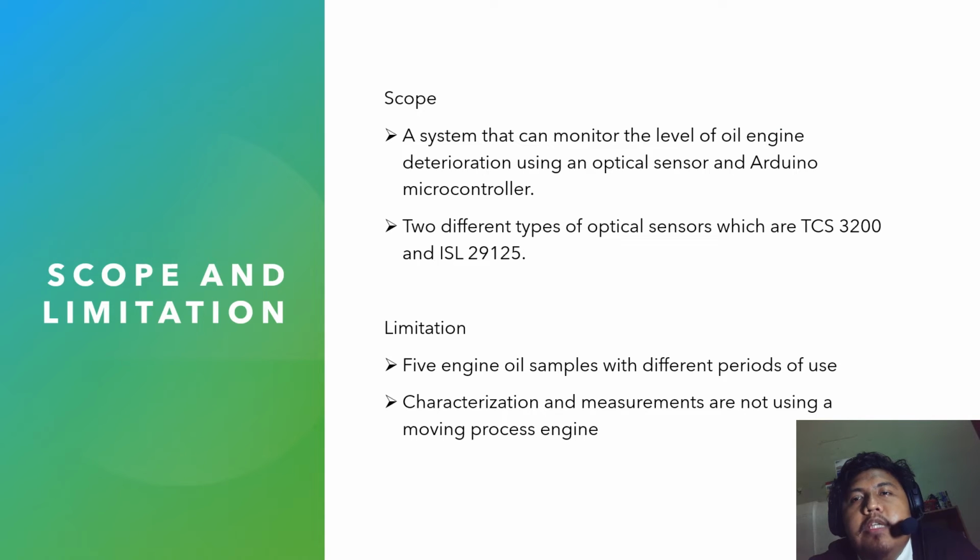For the scope of this project, I will use a system that can monitor the level of engine oil deterioration using an optical sensor and Arduino microcontroller. In this project, I will use two different types of optical sensor, which are TCS3200 and ISL29125. For the limitations of this project, I will use 5 engine oil samples with different periods of use, and I will not use a moving process engine for the characterization and measurement.